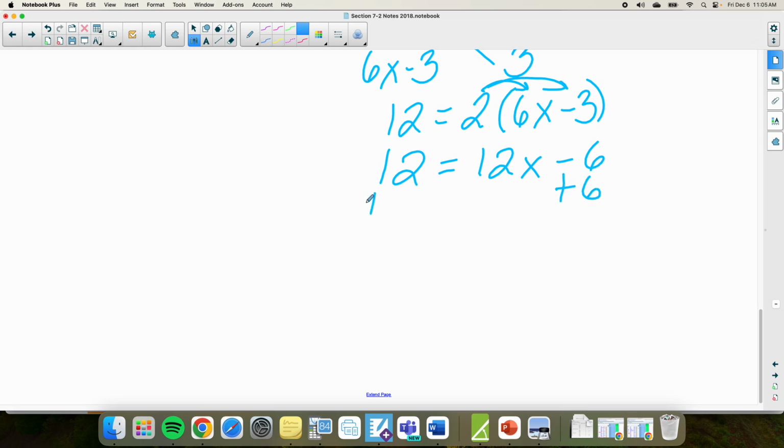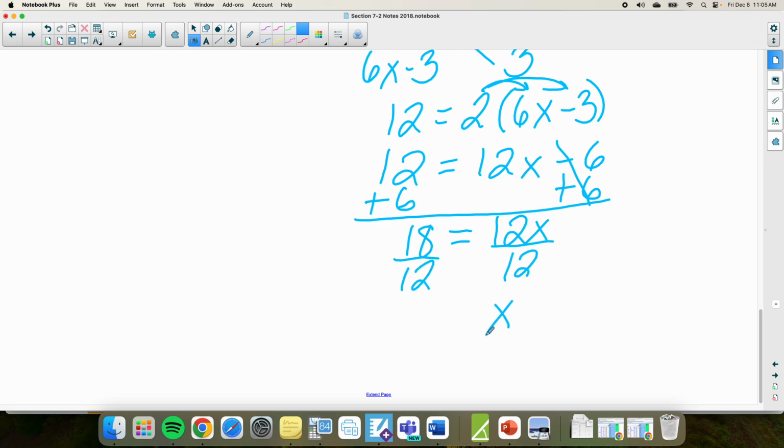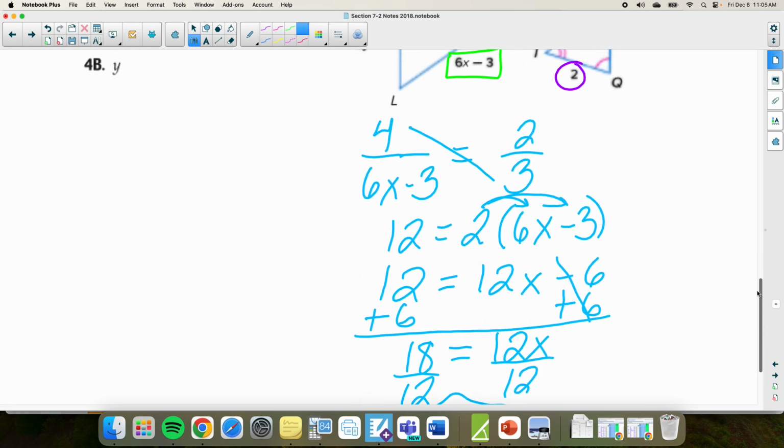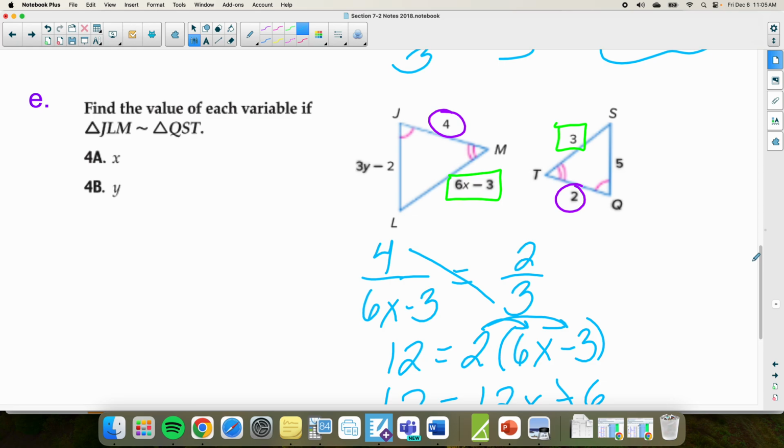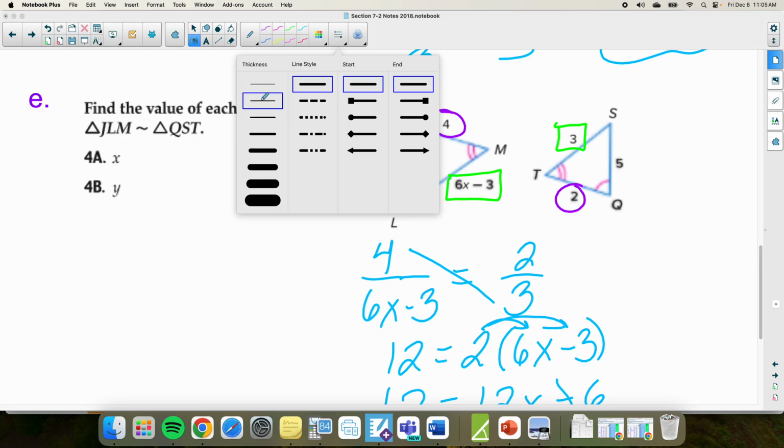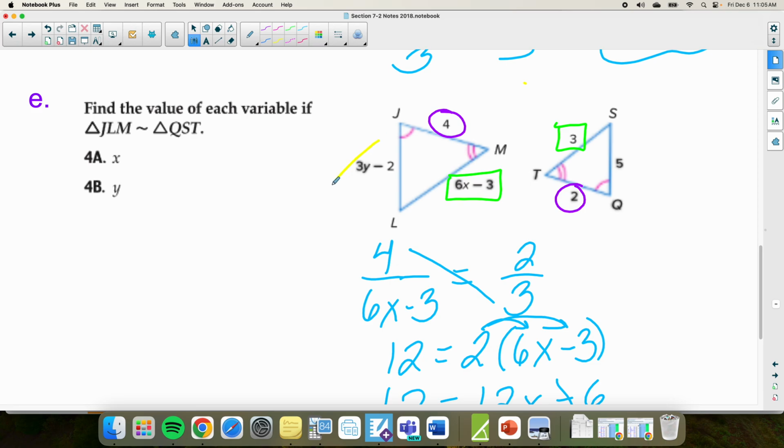Add 6. And then 12x would be 18. Divide by 12. And x would equal, is that 1.5? Yeah. All right. Now we still have to solve for y. So that would be what I would want to do there. This side right here, if I make a triangle around it, is between an angle with 1 arc and no arc. That would correspond to this 5, which is between an angle with 1 arc and no arc.